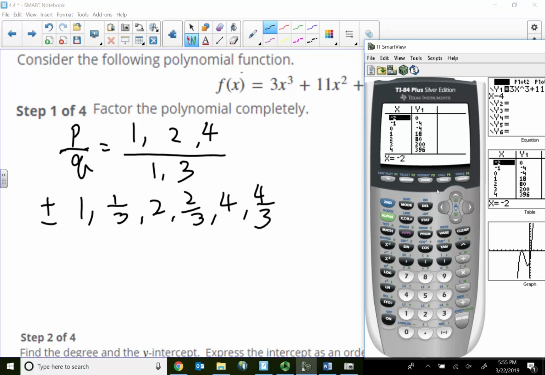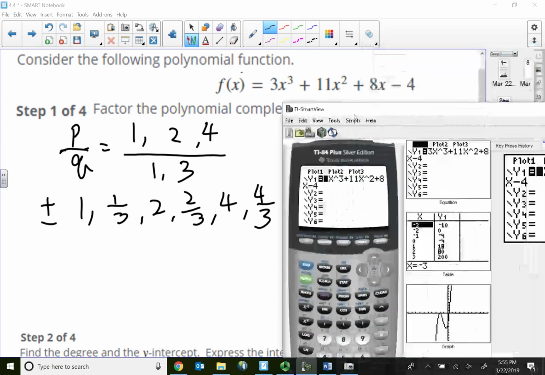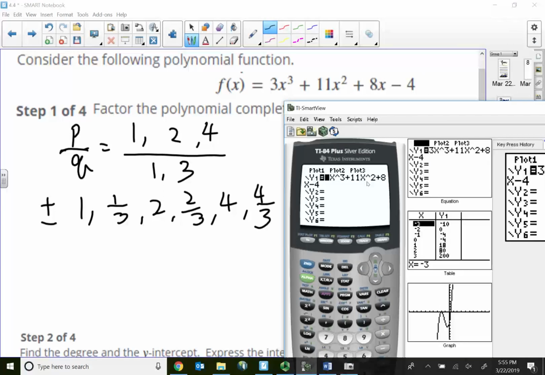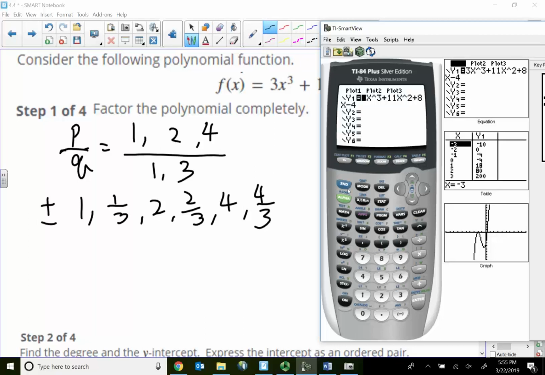So let's find my actual zeros. Negative 2 is one. Just negative 2. Let me make sure I typed it in right. 3x to the third plus 11x squared. Okay. Negative 2 was the first one I saw in my table.